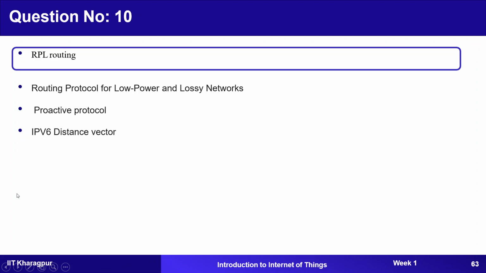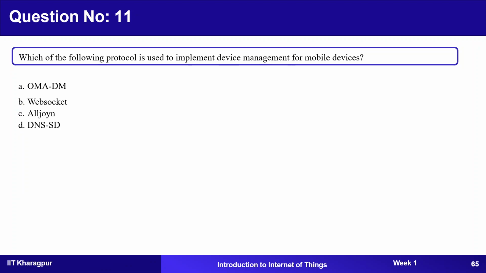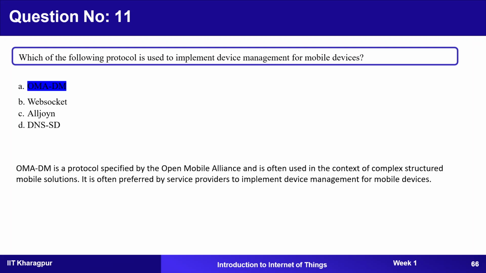Now question number 11. Which of the following protocols is used to implement device management for mobile devices? Options are OMA-DM, WebSocket, LON, DNS-SD. I mentioned this when I categorized different protocols. OMA-DM is a protocol specified by the Open Mobile Alliance, often used in the context of complex mobile solutions. It is often preferred by service providers to implement device management for mobile devices.